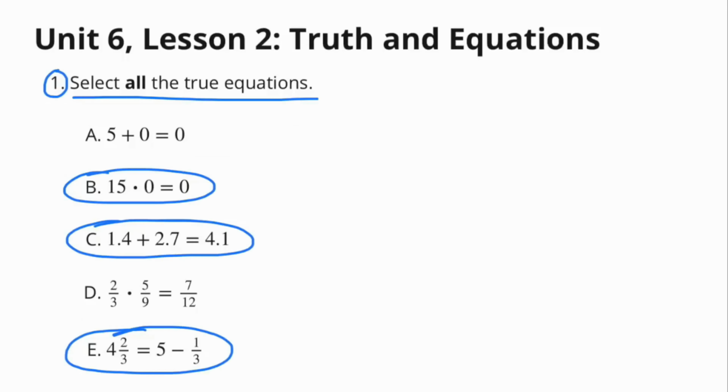Number 1, select all the true equations. I selected B, 15 times 0 equals 0, C, 1 4/10 plus 2 7/10 equals 4 1/10, and E, 4 2/3 equals 5 minus 1/3.